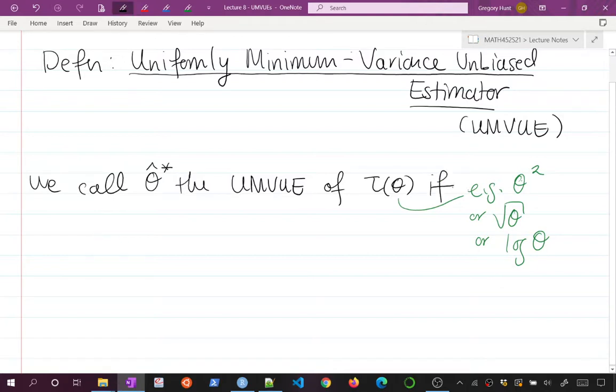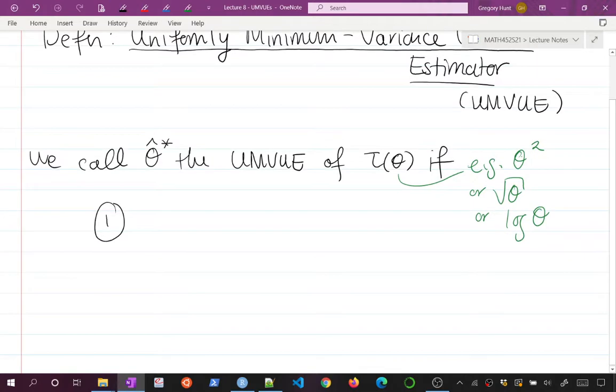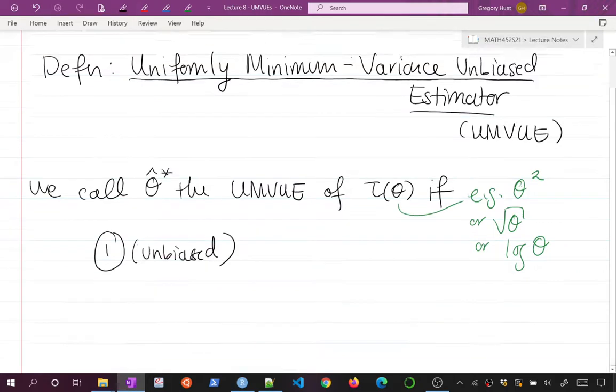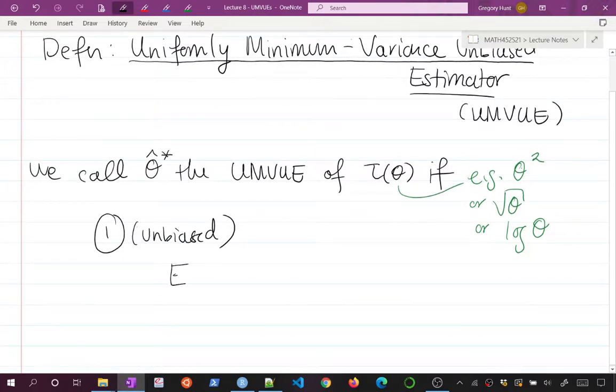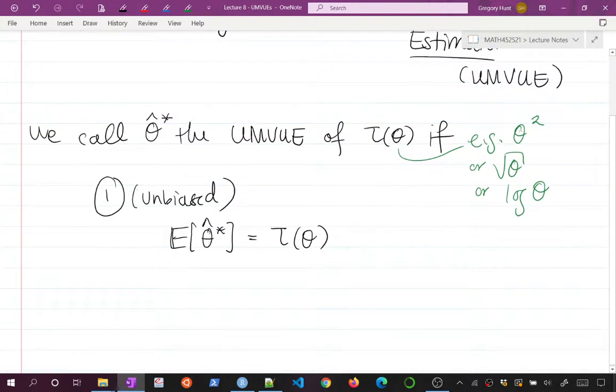if we have two conditions that are satisfied. One, it better be unbiased. So we'll take these in kind of reversed order. The UMVUE is an unbiased estimator. So it's unbiased, which means that the expected value of my optimal estimator, theta hat star, is going to be whatever tau of theta is, be it squared, square root, log, whatever function you want to apply there.